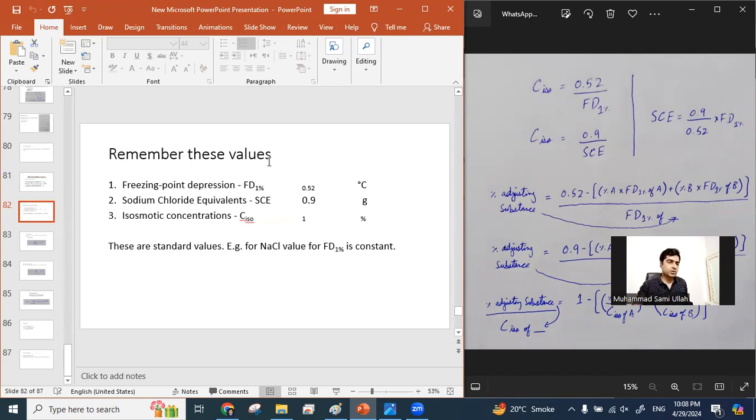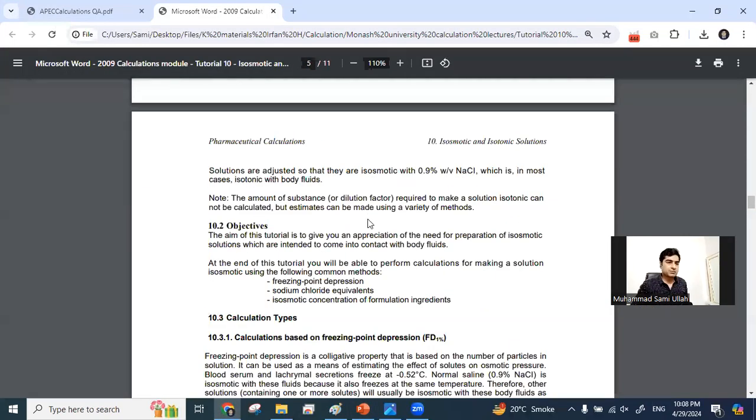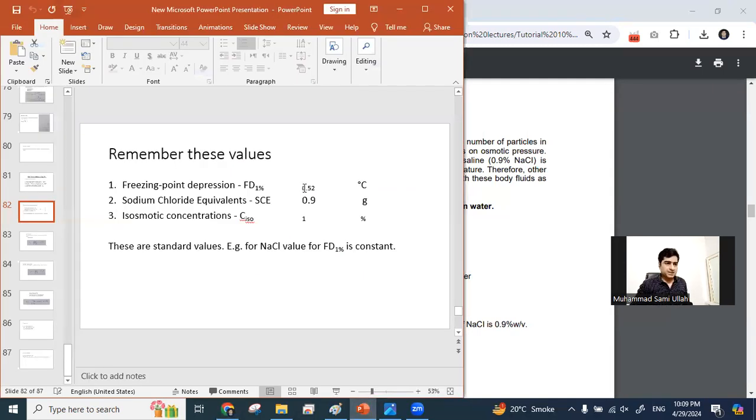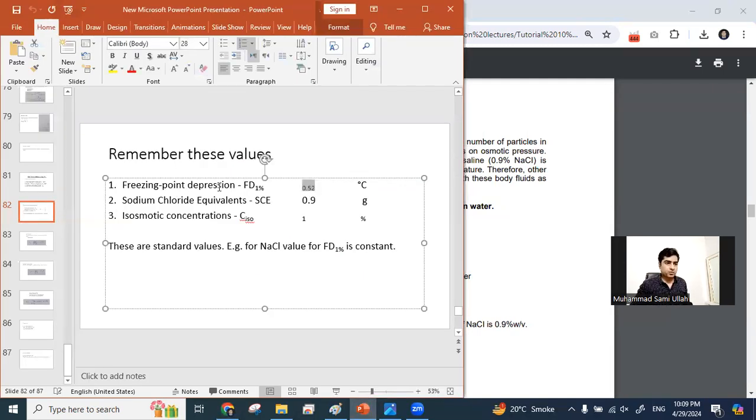Now remember, I want you to remember some values. We are going to be seeing these values in our formulas. For freezing point depression, we have read here in the book that blood and lacrimal secretions freeze at minus 0.52. Just neglect this minus sign. There is a value of 0.52. So I want you to memorize this value 0.52 whenever we talk about freezing point depression.